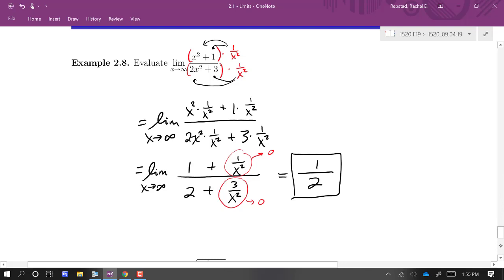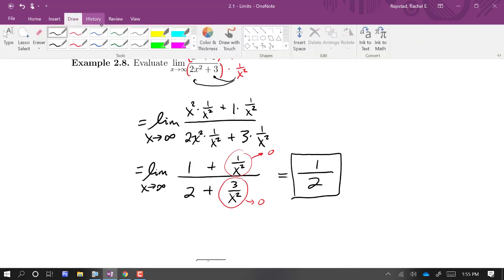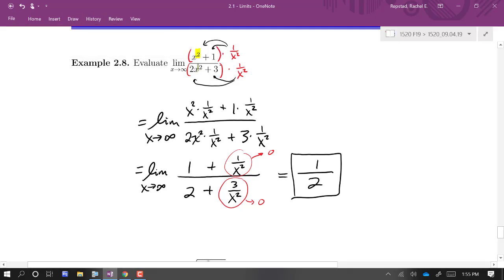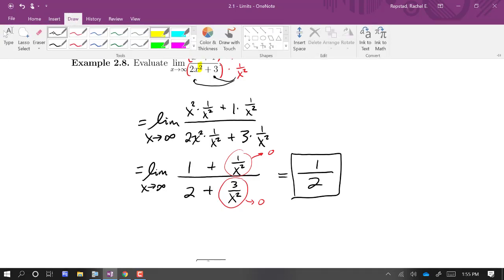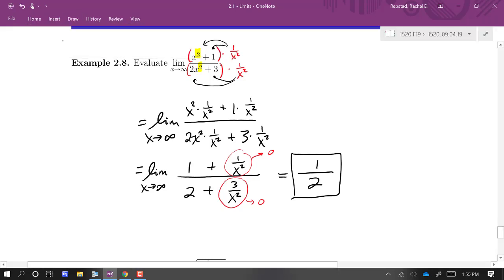Questions? Yeah. So you can kind of just use 1 over x squared whenever, just to get that in that form. I identified what I needed to use by asking what's the highest power of x that appears in this fraction. So if x cubed was the highest power of x, I would use 1 over x cubed on the top and the bottom.